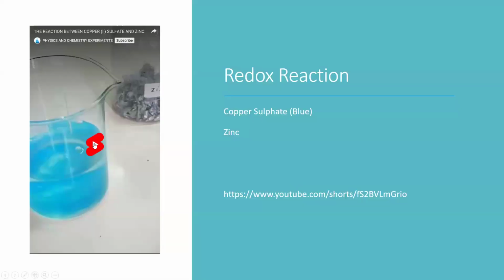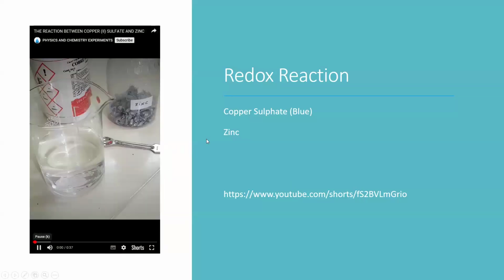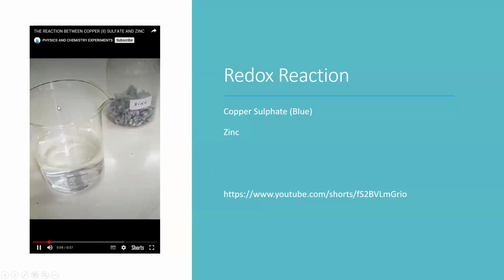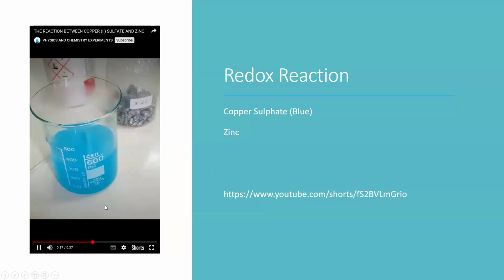Now, let's have a quick look at this reaction. So we're going to add solid copper sulfate to water, and that produces a blue solution. Aqueous copper sulfate is blue.